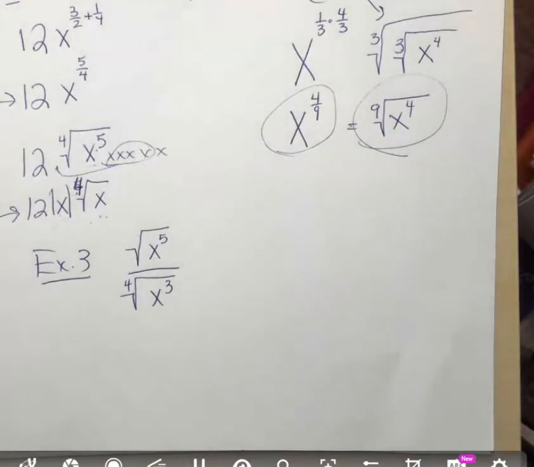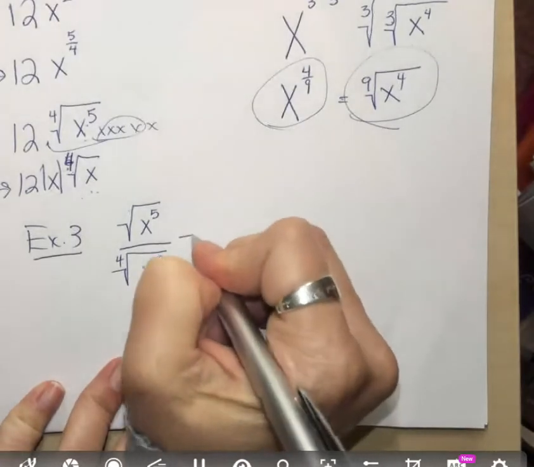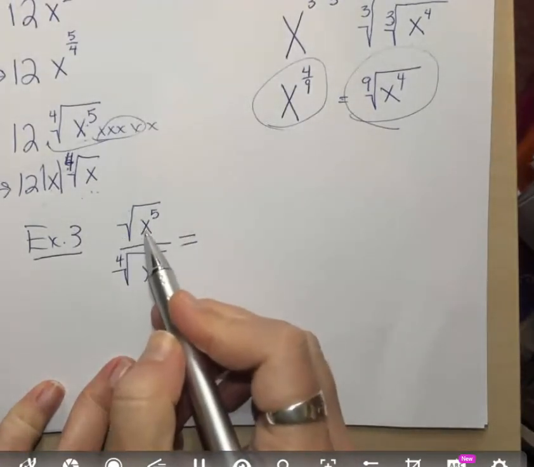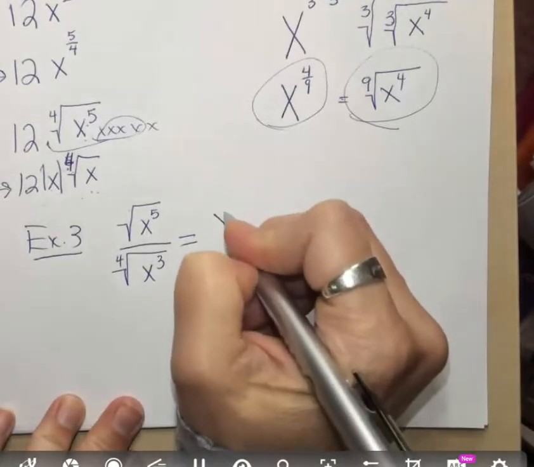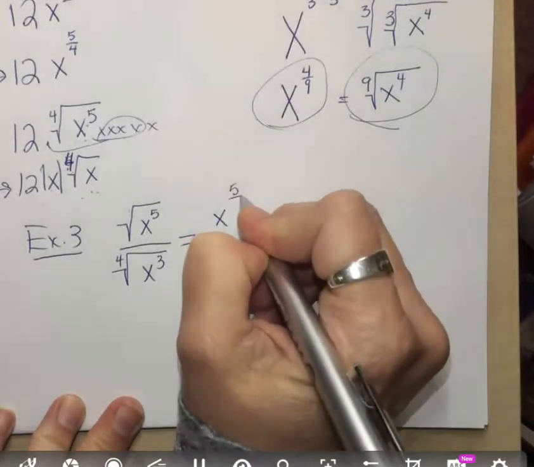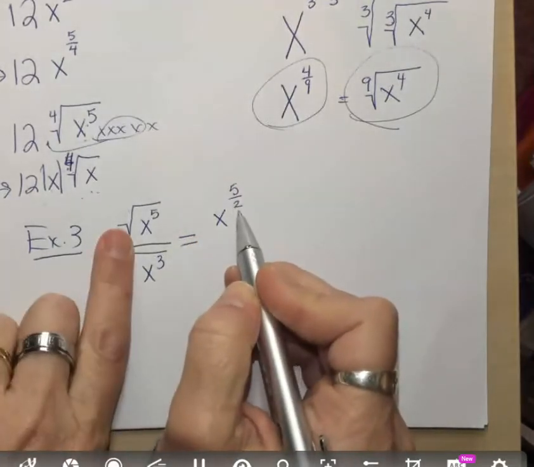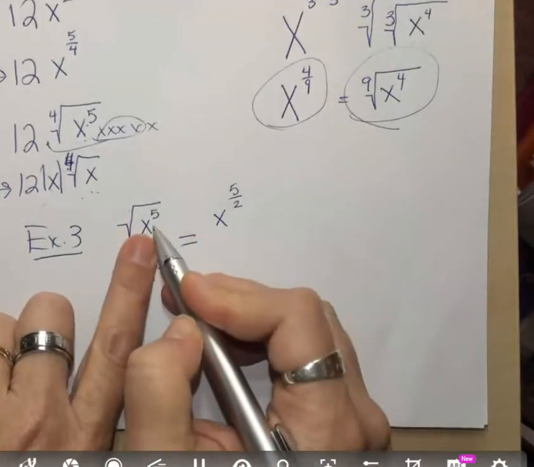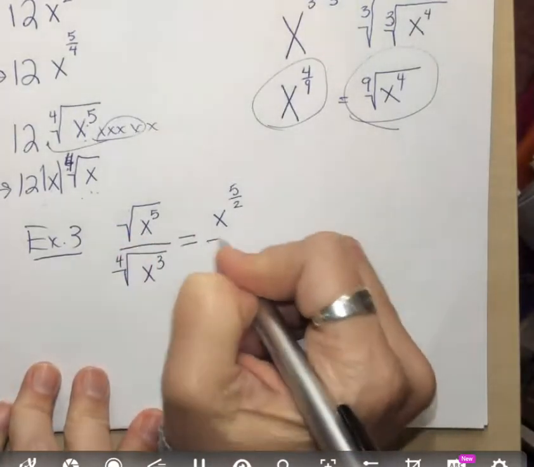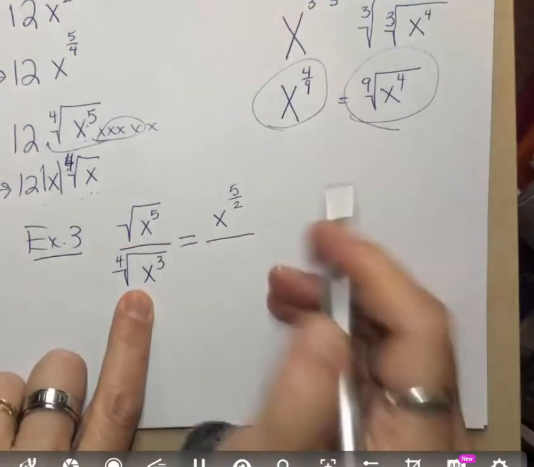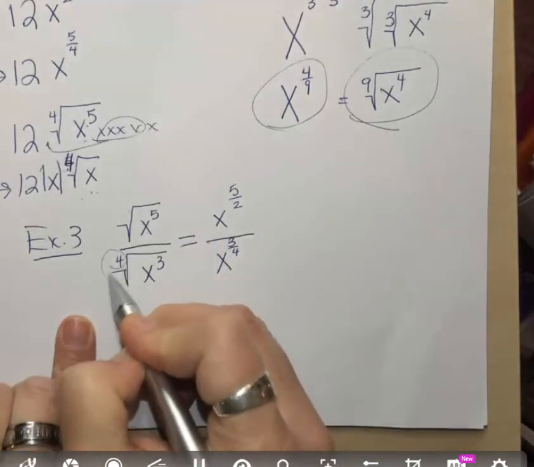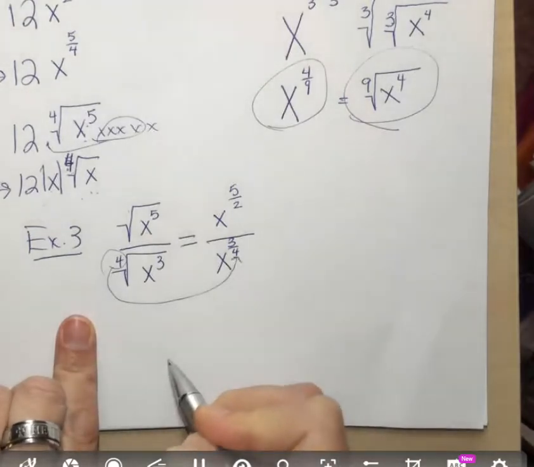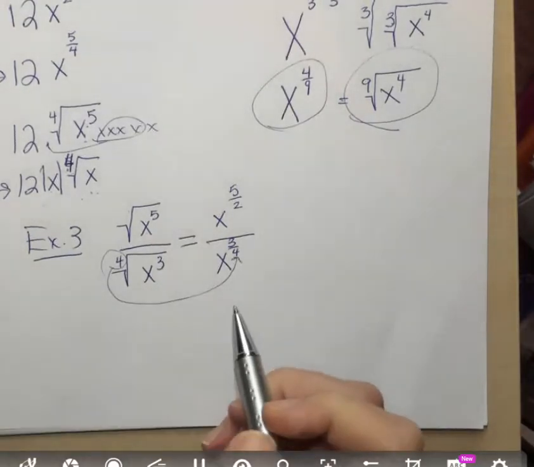I have a square root and a 4th root, so I can't do anything with it right now, but I'm going to rewrite it in exponential form. So this would be x to the 5/2 power. It's a 2 because that's the root, that's the index, and the power on the x is a 5. And I'm going to divide that by x to the 3/4, because the index is always my denominator, and I have x to the 3rd.